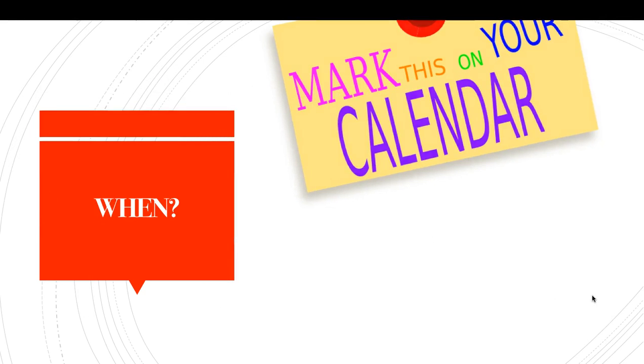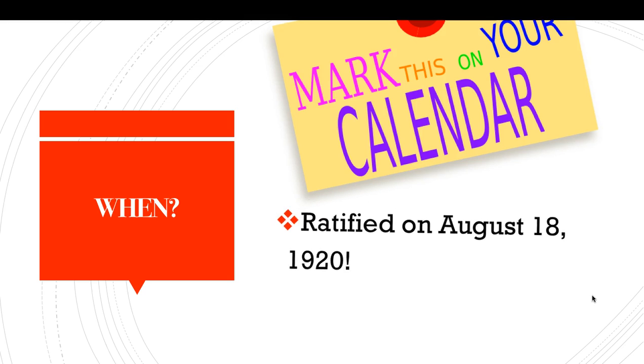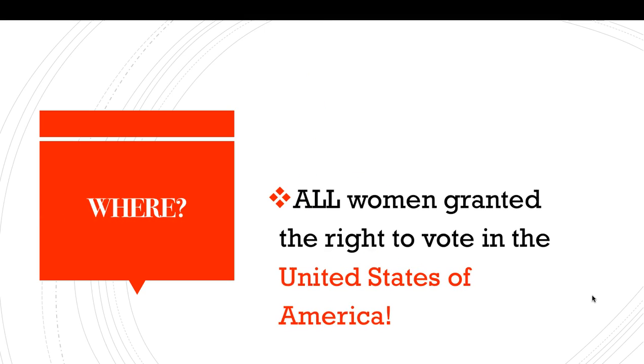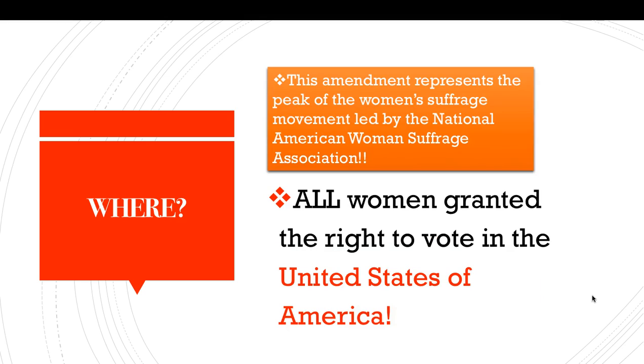Now, when? You might want to mark this on your calendar. It was ratified on August 18th, 1920. And where? All women were granted the right to vote in the United States of America. And a fun fact: this amendment represents the peak of the women's suffrage movement led by the National American Women Suffrage Association.